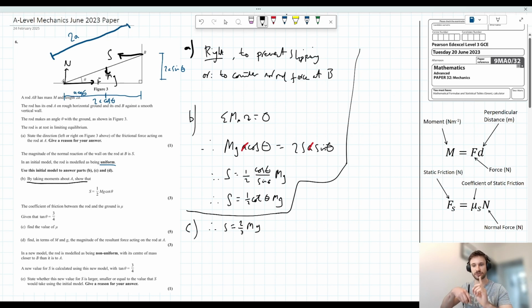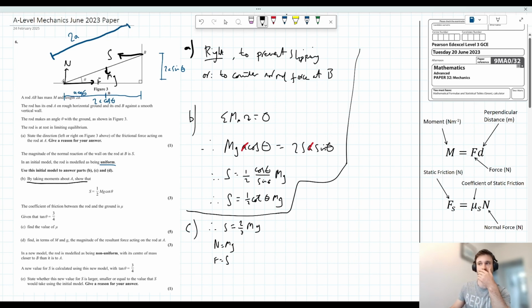N and mg must be equal to each other if this is in vertical equilibrium. So we can say N is equal to mg. We're already getting somewhere here. Let's consider the horizontal equilibrium. Well, we have S acting. We had F acting to the right, S acting to the left. Therefore, F is equal to S.